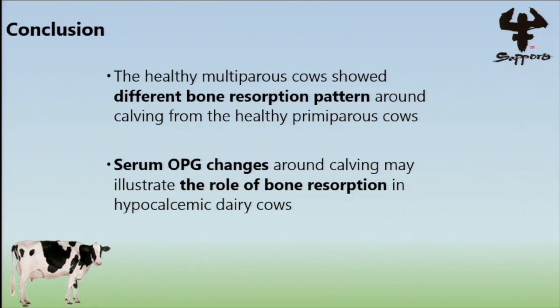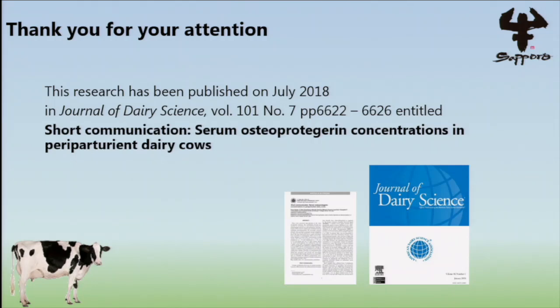In conclusion, we found the healthy multiparous cows showed a different bone resorption pattern around calving from the healthy primiparous cows. This is the first report to describe the serum OPG changes. Further research based on our findings will make it possible for us to understand the role of bone resorption in hypocalcemic dairy cows.